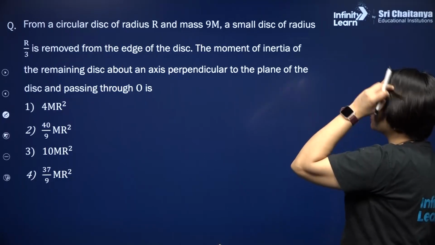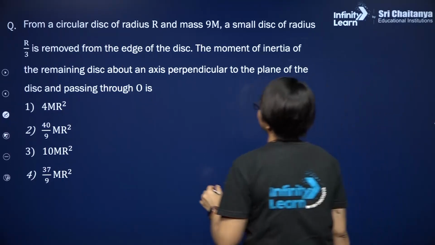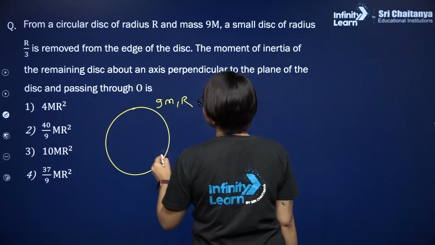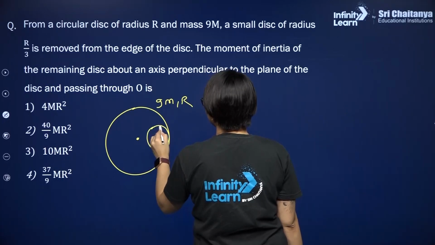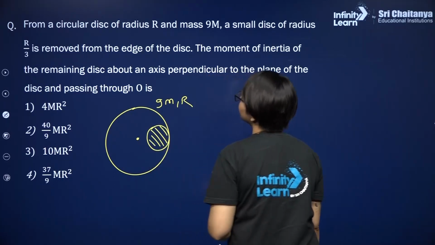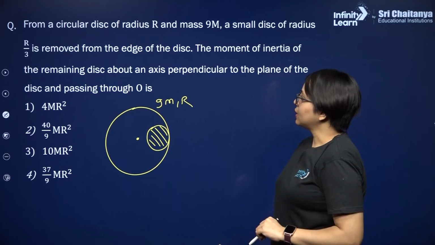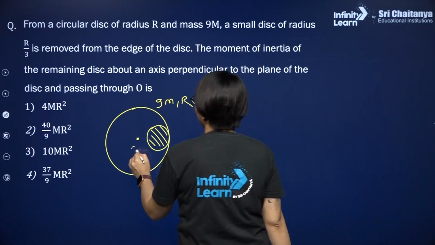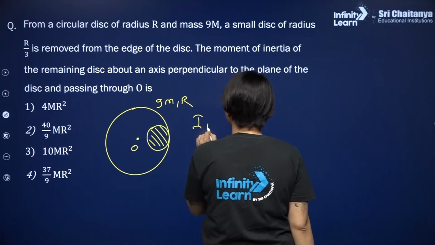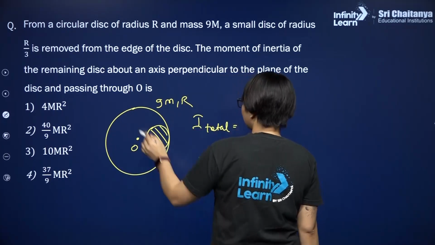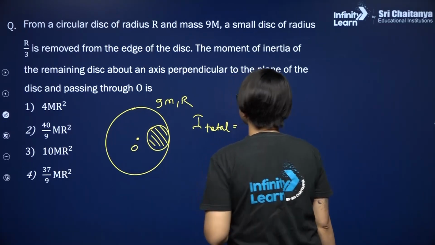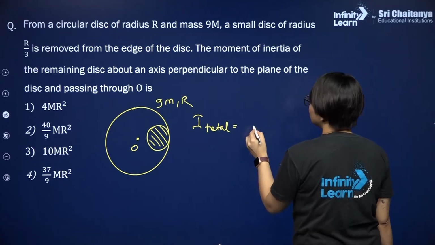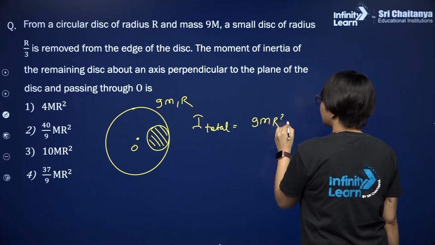Next is this one. From a circular disc of radius r and mass 9m, a small disc of radius r by 3 is removed from the edge. This portion is removed. The moment of inertia of the remaining disc about an axis perpendicular to the plane of the disc and passing through its center O is. So the initial I total, when we are removing nothing, the moment of inertia about this axis perpendicular to the plane of the disc and passing through the center is mr square by 2, m is 9m, r square by 2.